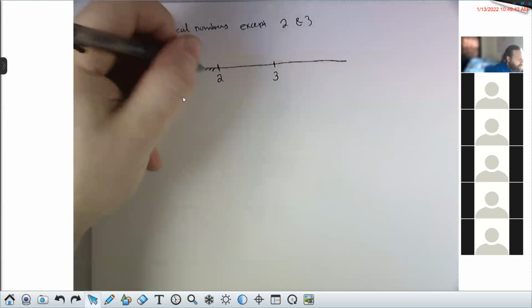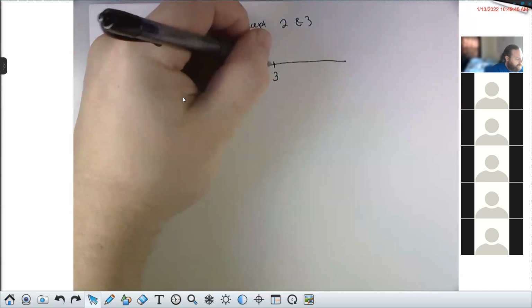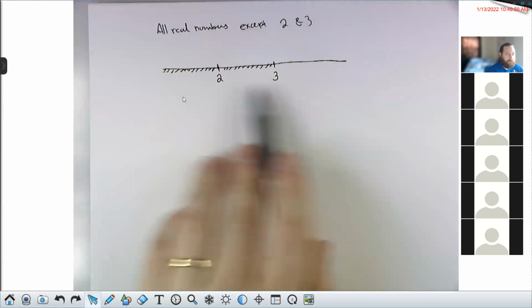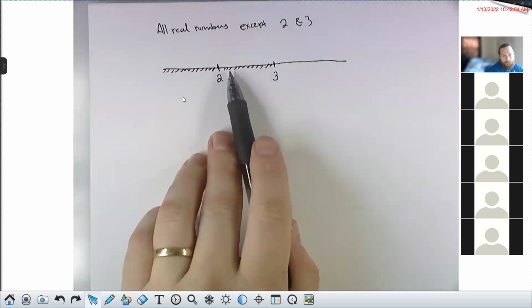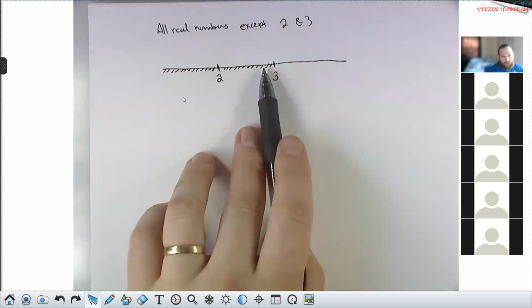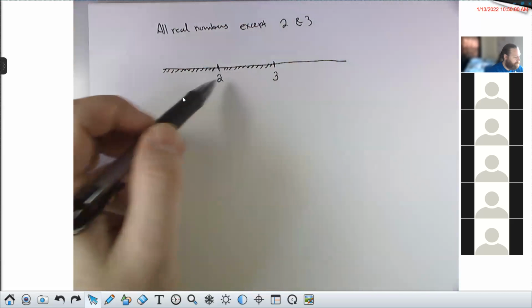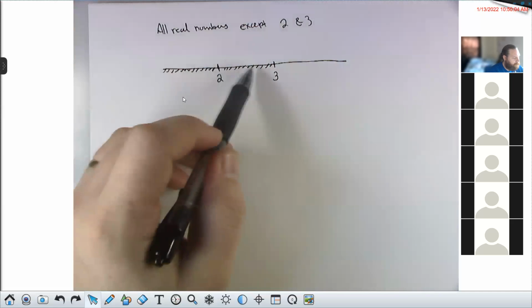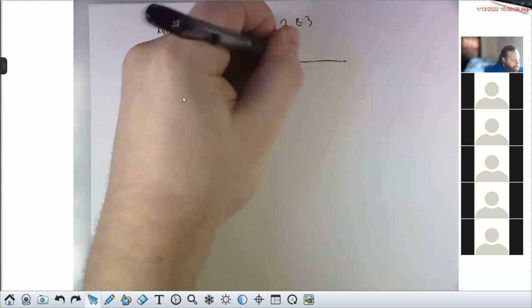So everything to the left of 2 is good. Everything between 2 and 3 is good. And there's a lot of stuff in here, right? 1 is in here, but also 2.5 and 2.7 and 1.3. Sorry, not 1. No, 1 is over here. But 2.1, 2.5, 2.7, 2.9, there's lots of stuff in between. And then everything to the right here.